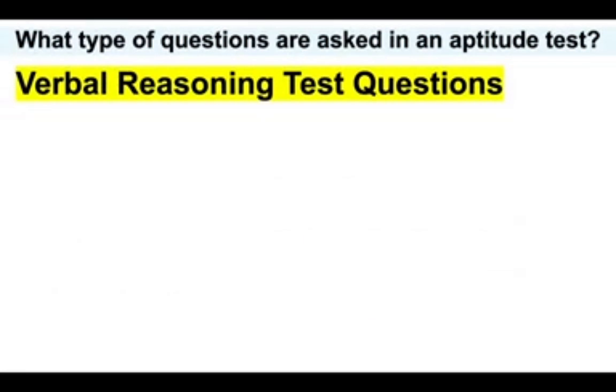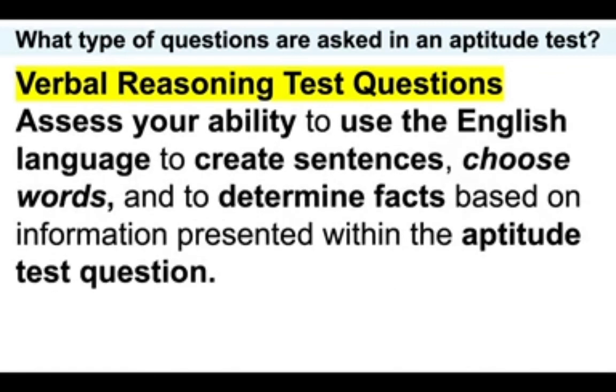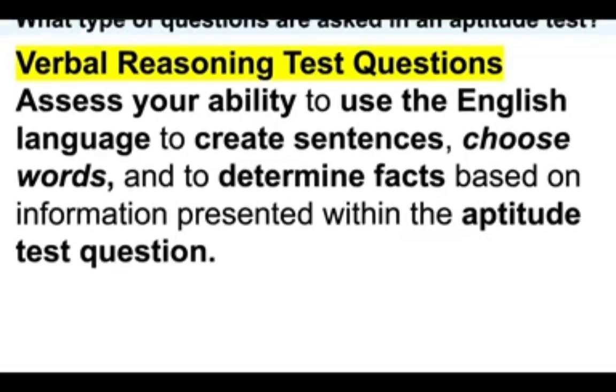Let's move on to a different type of aptitude test. So what type of questions are asked in an aptitude test? Let's take a look at verbal reasoning test questions. Now, verbal reasoning test questions assess your ability to use the English language to create sentences, choose words, and determine facts based on information presented within the aptitude test question.